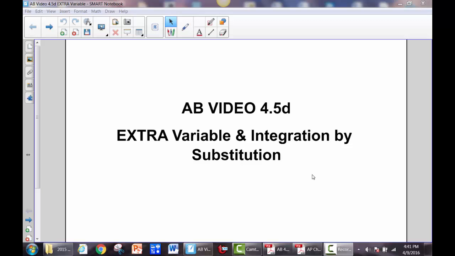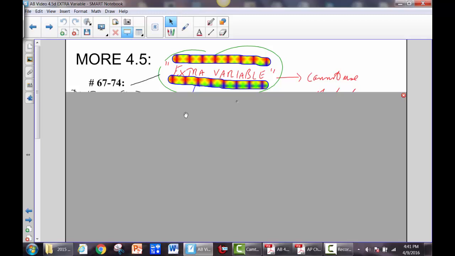This is still integration by substitution, but there's an extra little twist here. There's going to be an extra variable left over. They don't call it that, but I call it that.